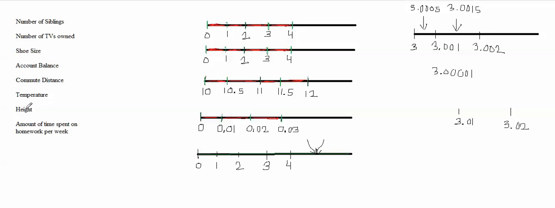Temperature, height, and amount of time spent on homework would also be continuous. They would also have this type of number line with no gaps between the possible values.